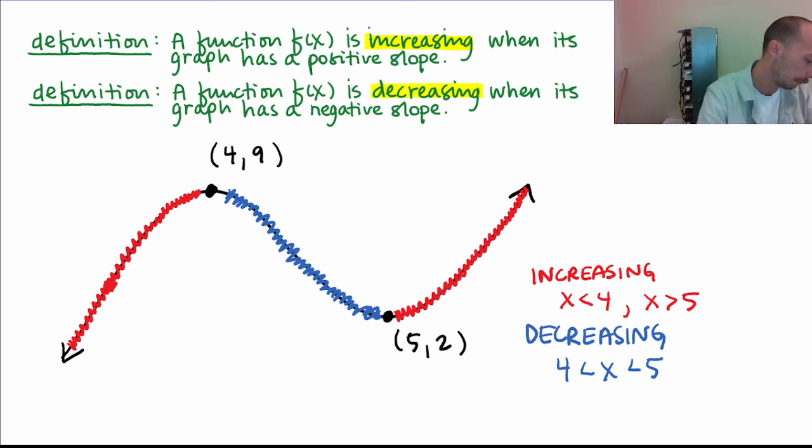I also want to talk about a maximum and a minimum. A maximum is a place where the function goes from increasing to decreasing. So we're going to call that a local maximum or a relative maximum. I forget what terminology we use. We probably are going to use both of them.